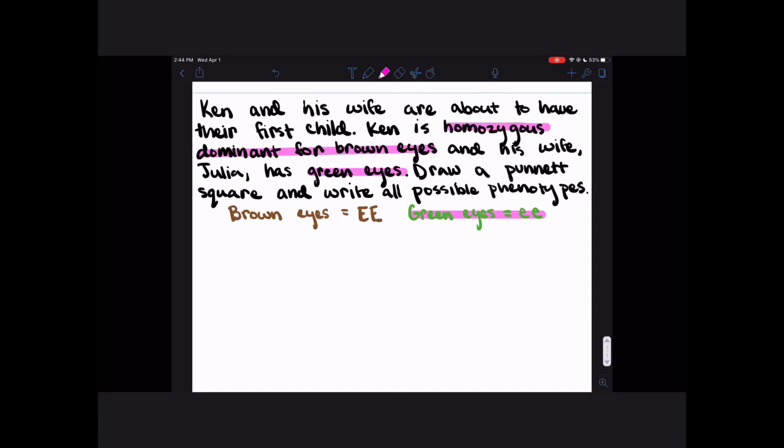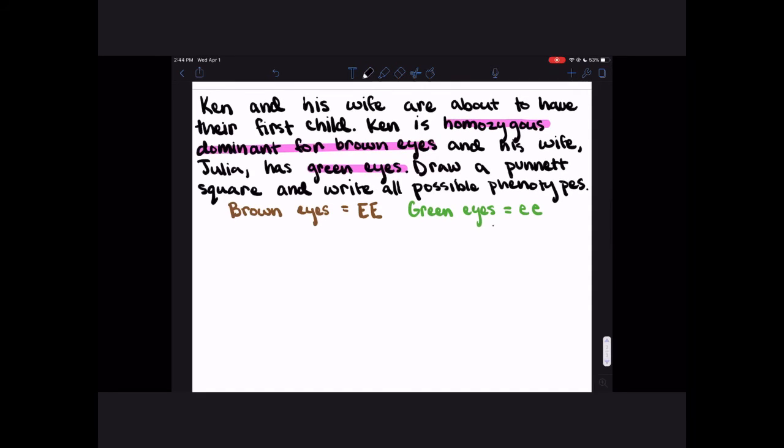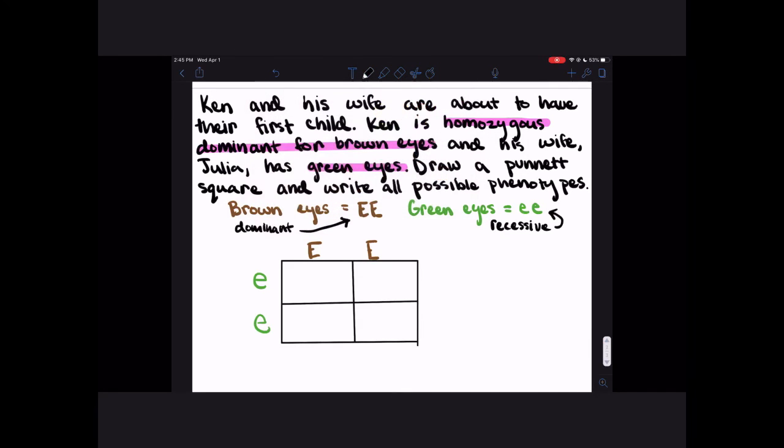Okay, so if we take a look at brown eyes, we'll see that the trait for brown eyes is dominant over the trait for green eyes, which is recessive. So we know that most likely Ken and his wife's child is going to have brown eyes. So we got our Punnett square, and if we cross green eyes with brown eyes, we see that every single possible phenotype outcome is brown eyes. So the child will be heterozygous for brown eyes.